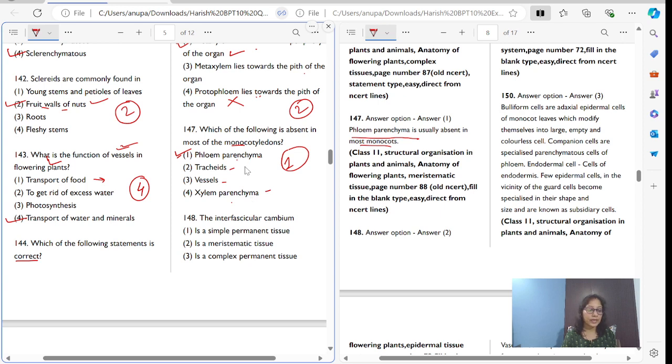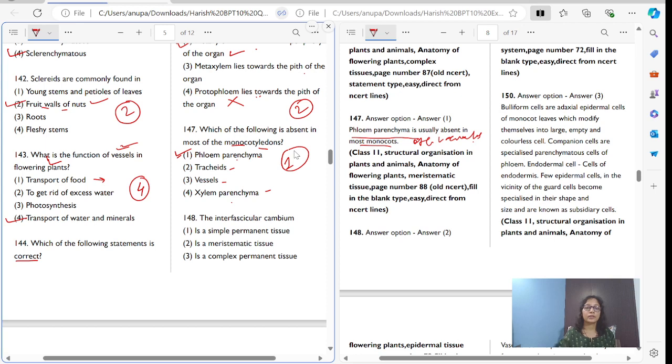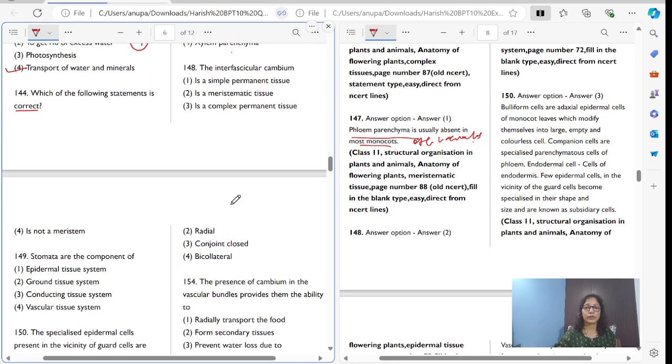Phloem parenchyma is absent because in monocots the foods are stored in other vacuoles. Hence, phloem parenchyma is absent from the monocot plants. Now let's move to the next question. Next question is question number 148, and it states the interfascicular cambium. We have to know about the interfascicular cambium.